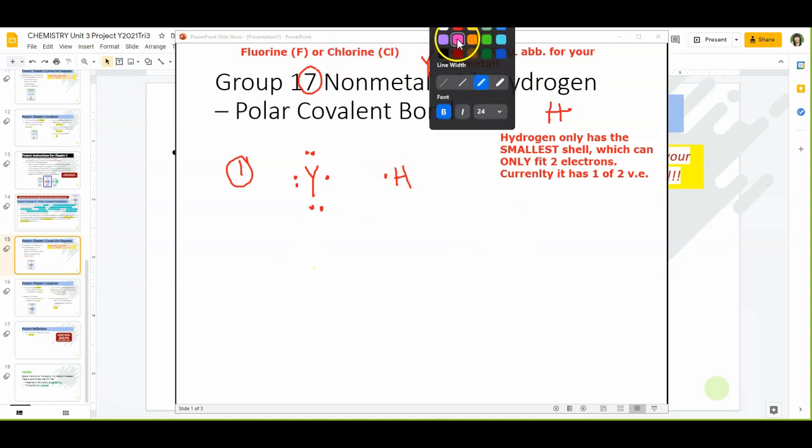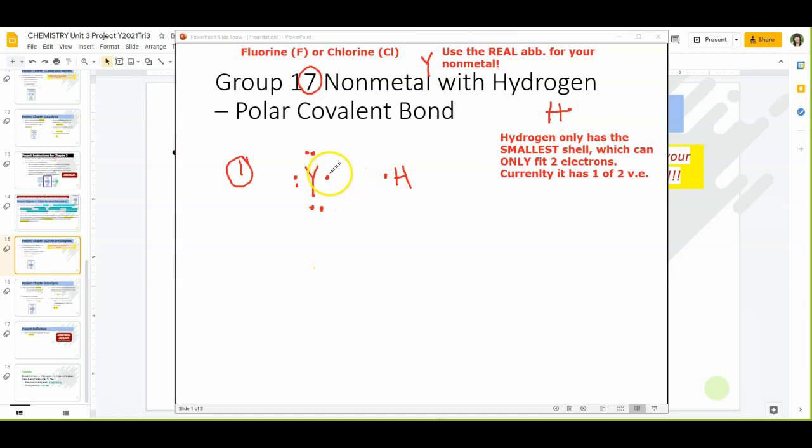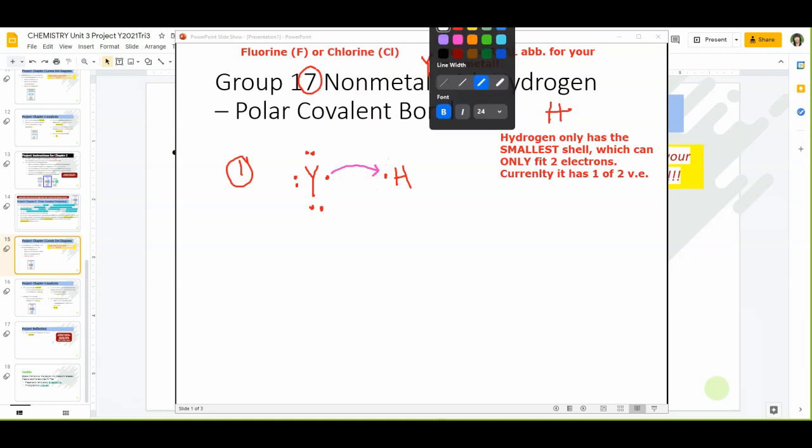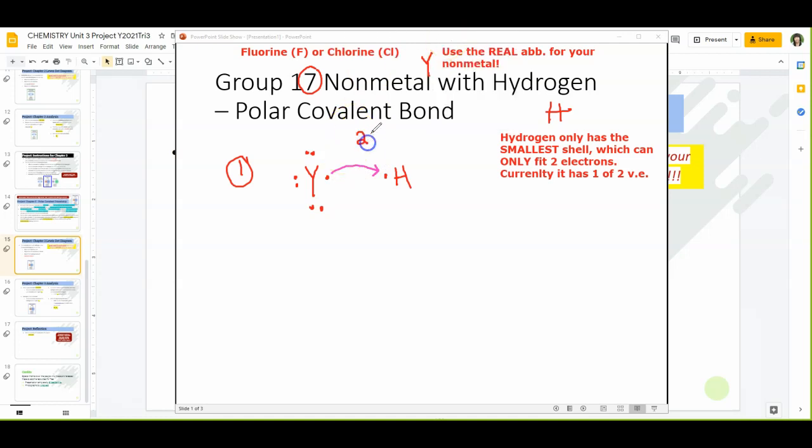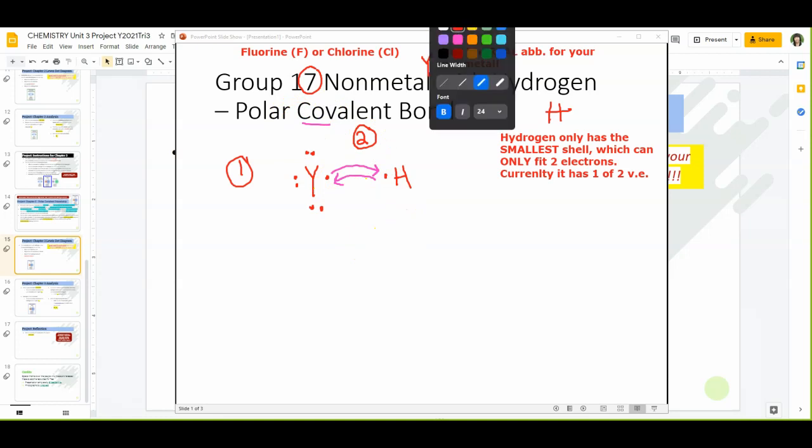Now let's show you what they look like when they match up. So this electron right here will get shared here. This is step number 2, showing the sharing of electrons. And so the arrow should go both ways, right? So unlike an ionic bond where we just transfer an electron one way, in this case this is sharing because it's covalent. All right, so let's then draw our final answer here.